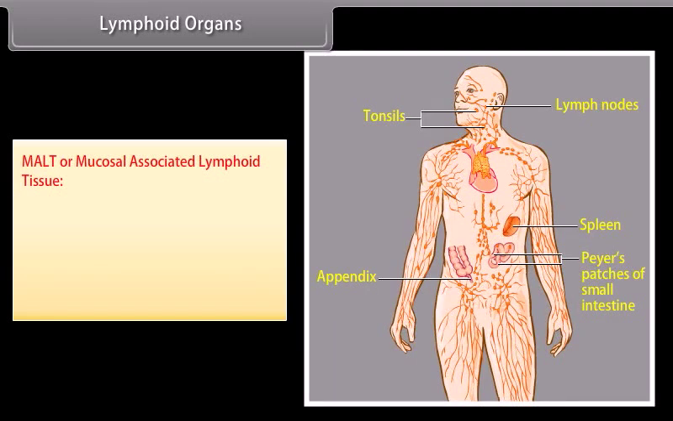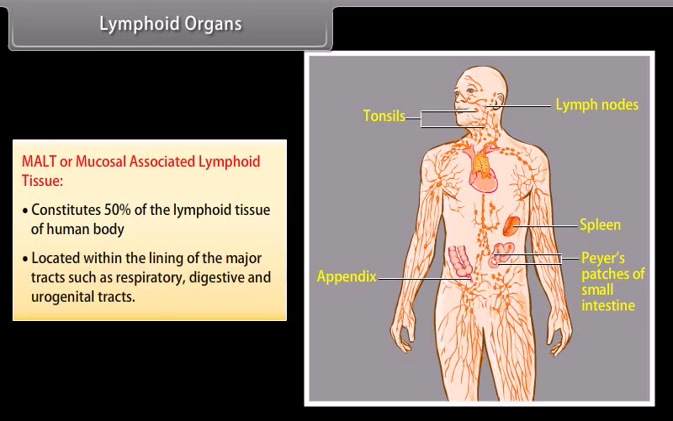MALT, or mucosal associated lymphoid tissue, constitutes 50% of the lymphoid tissue of the human body. It is located within the lining of the major tracts such as the respiratory, digestive and urogenital tracts.